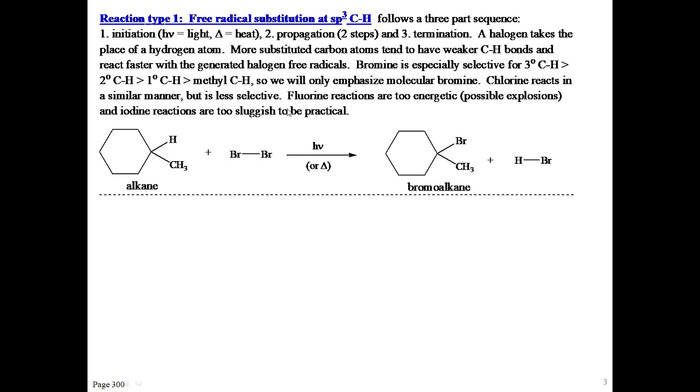Fluorine could work, except fluorine is too reactive. If you mix fluorine with an alkane, you probably get an explosion. It's so reactive. And then iodine is so sluggish that it's not really useful, at least to be practical.